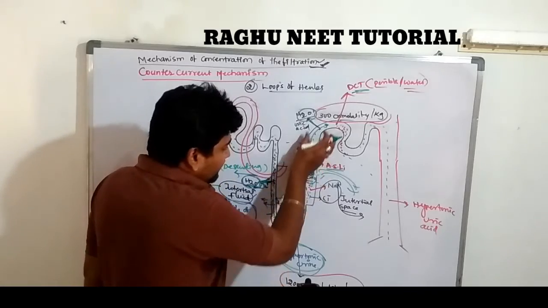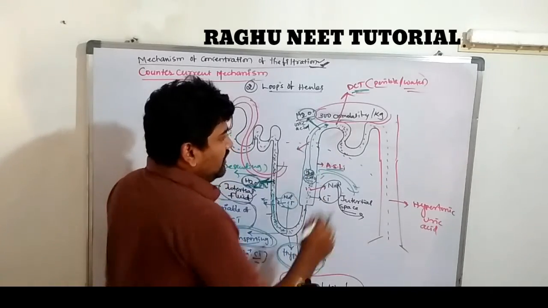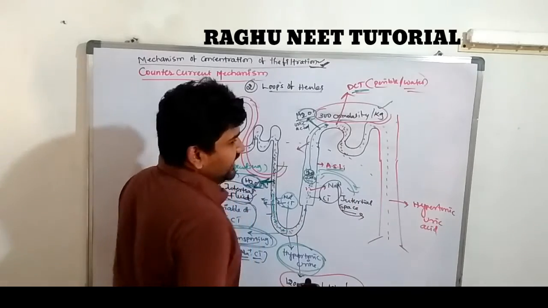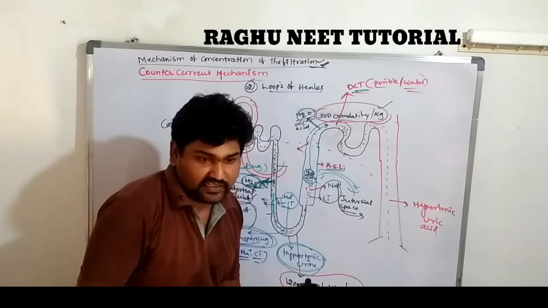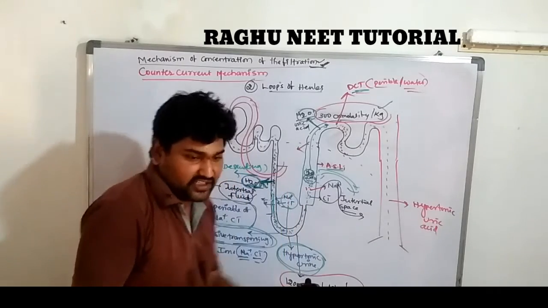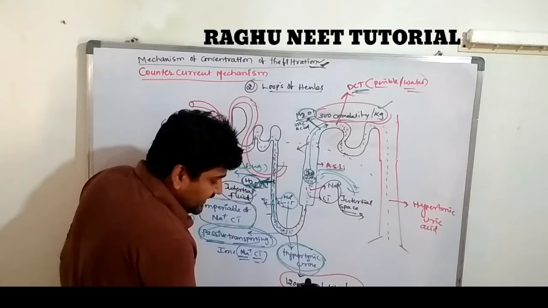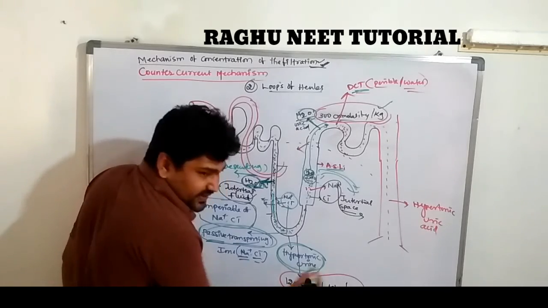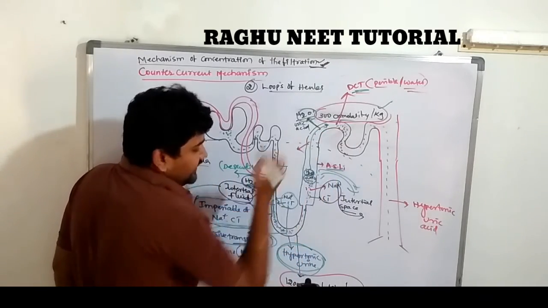When the primary urine enters the distal convoluted tubule, the pressure is 300 osmolality per kg. When the urine enters the loop of Henle, the osmolality is different. After this reabsorption, the urine becomes more concentrated.